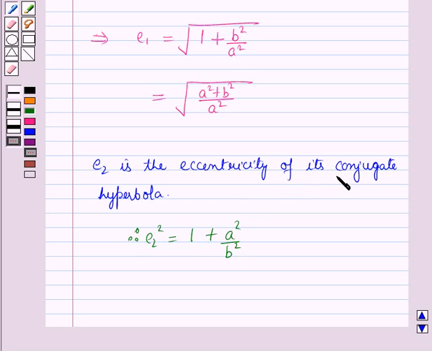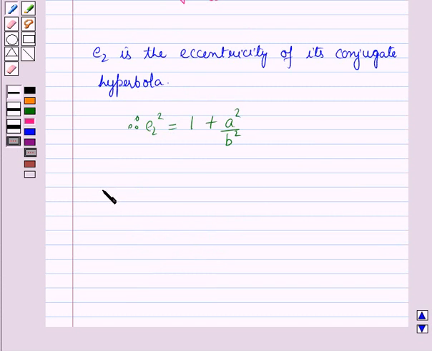That is, for the conjugate hyperbola of the given hyperbola, the length of the conjugate axis will be equal to 2a and the length of transverse axis will be equal to 2b, and hence on solving we are getting E2 square is equal to 1 plus a square over b square, which implies E2 is equal to square root of b square plus a square whole upon b square. Now we have to find E1 is to E2.